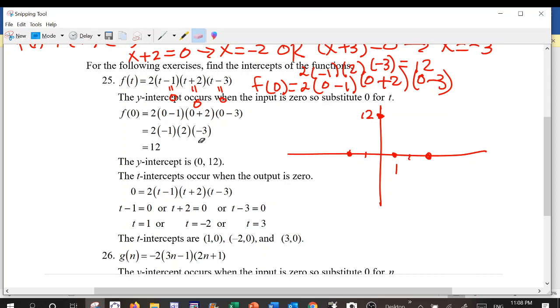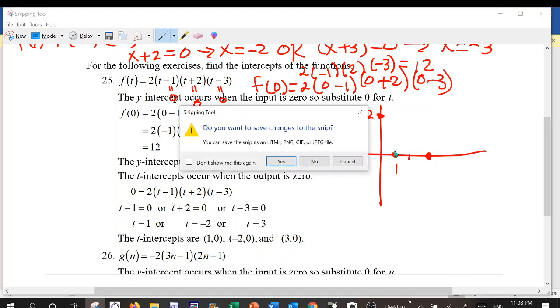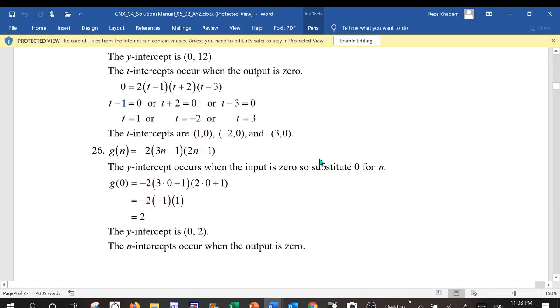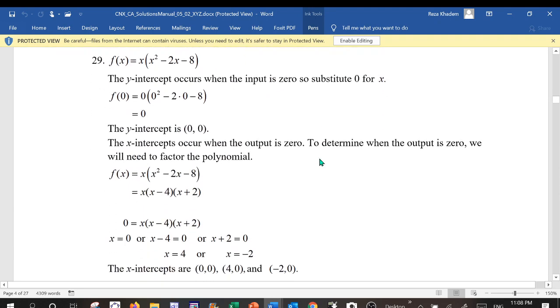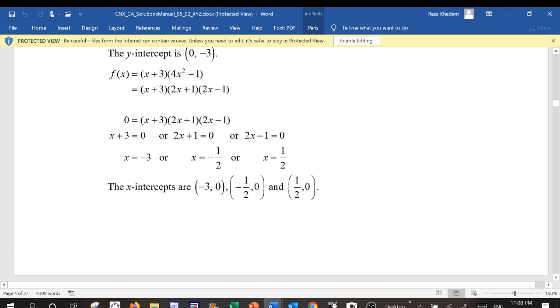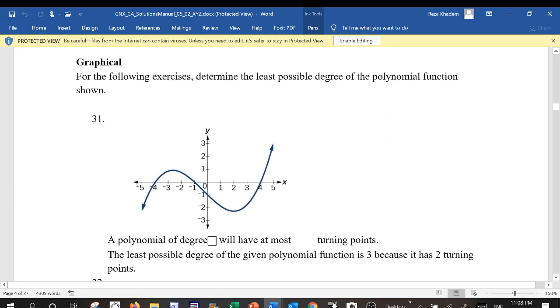All right, and let's do a few more. What about number 31?